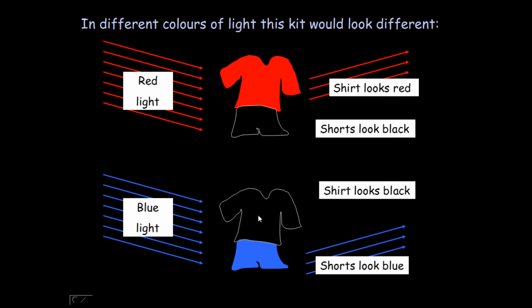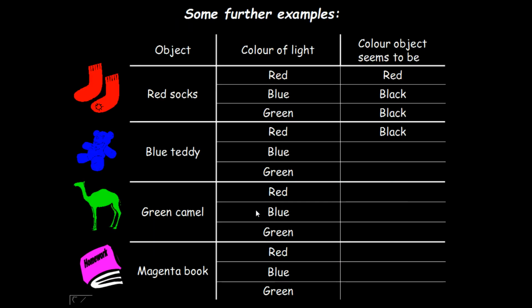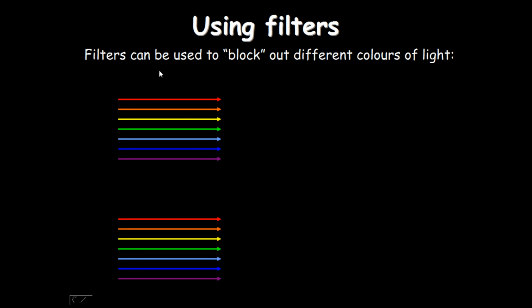The top has an inherent property to reflect red light, and if you have only blue light here, only the shorts will reflect the blue light, while the top will look black. These are the phenomena. Some further examples: if the object is red, in blue light or green light it will look black. So this is the table.